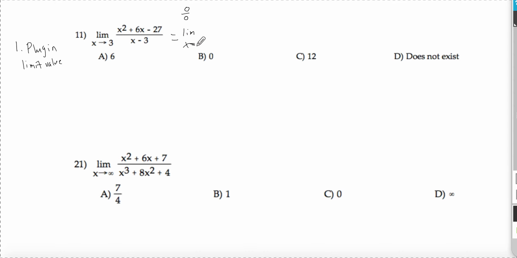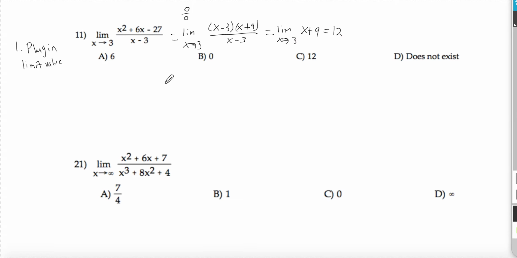So the limit as x approaches 3. The top part factors into x minus 3, x plus 9, over x minus 3. And we notice we have an x minus 3. We have a hole in here that we can get rid of. And then we can say the limit as x approaches 3 of x plus 9, which will give us 12.